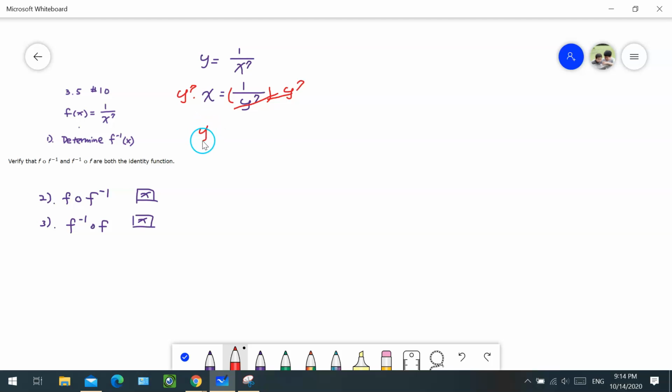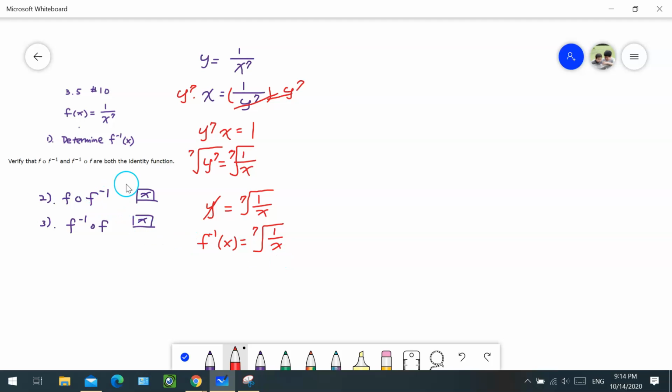So now you'll have y power 7 times x equals 1. And we solve for y. Alright, y power 7 is equal to 1 over x. Now we take the 7th root on both sides. Then you will solve for y is equal to the 7th root of 1 over x. Then we replace the y with f inverse of x. So the inverse function of f of x turns to the 7th root of 1 over x.